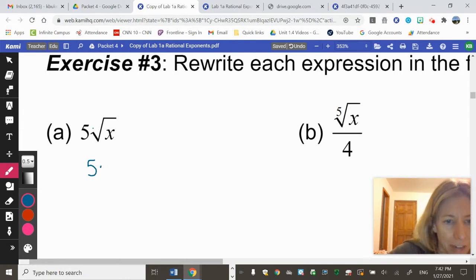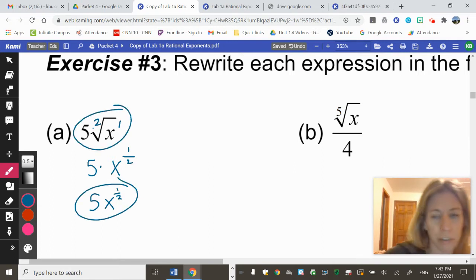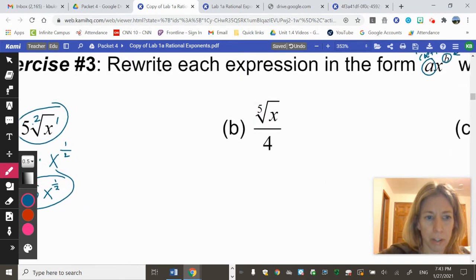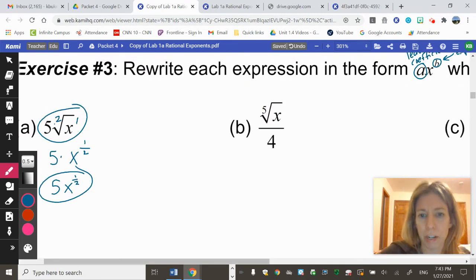For part A, this is just 5 times, and then instead of the square root of x, we're going to write it as a fraction. The power is 1, which is not showing because when we have a power of 1, we don't have to write it. And the root in this case is 2. Again, when there's no root number indicated, we know it's a square root, so a root of 2. So we would just write this one as 5x to the 1/2. So this and this are equivalent expressions. That's all they want you to do, we're basically doing the other direction.